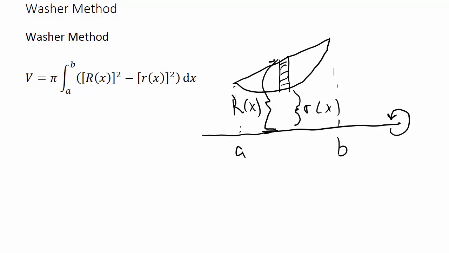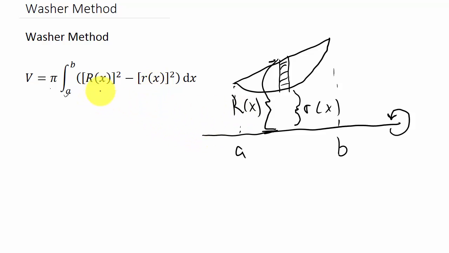Alright, this is the washer method. This is going to be my second example. We're going to talk about taking a graph and revolving it about a line or an axis and finding the volume. So the volume is pi times the integral from a to b of big R of x squared minus little r of x squared.